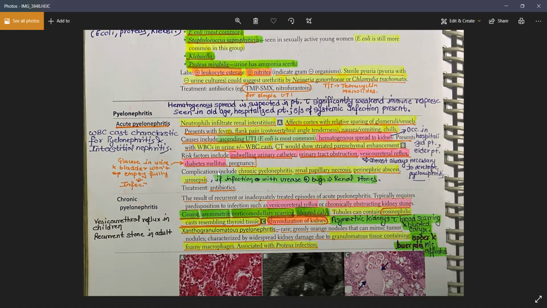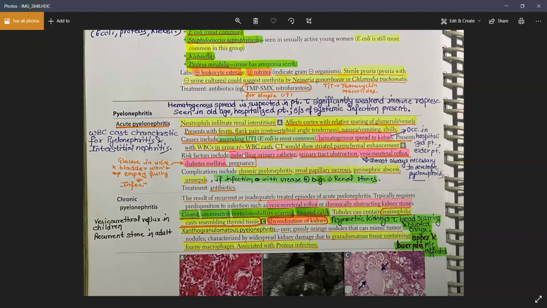Now, the complications: the patient can get a chronic pyelonephritis, where you have a chronic inflammation in the kidney. You can have a renal papillary necrosis. A perinephric abscess can also happen, because it is an inflammation. Neutrophils are there, and they can cause the abscess also. Urosepsis can also occur.